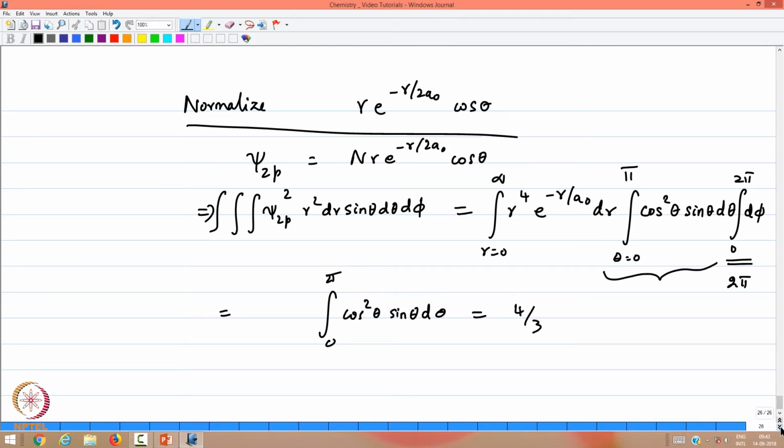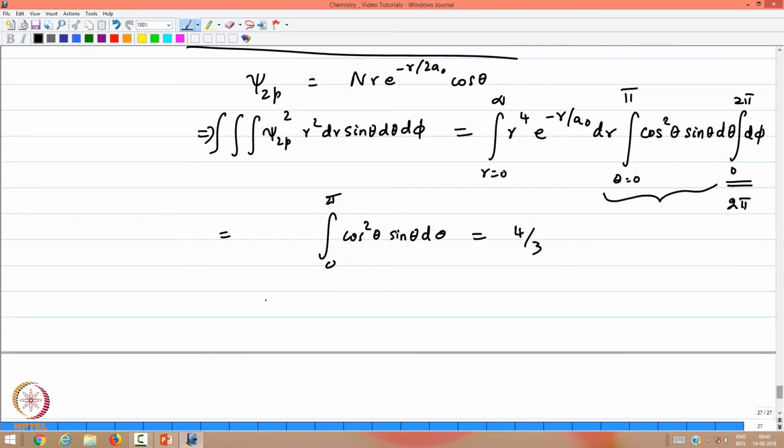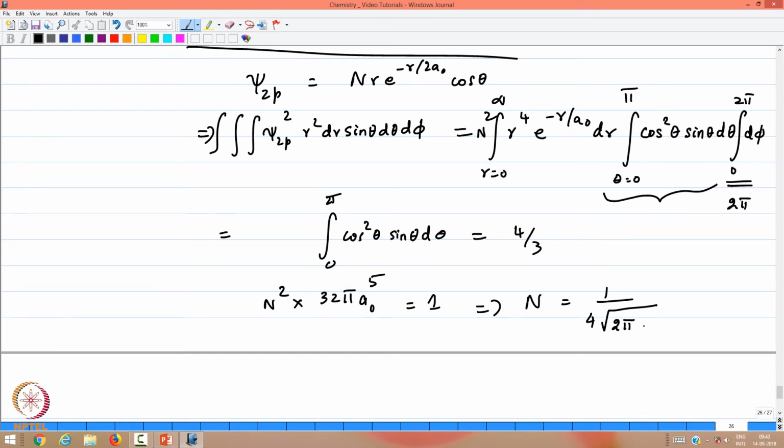Therefore, you can calculate this integral very quickly using the general formula for the exponential. You will get n square times 32 pi a naught raised to 5 is equal to 1, which will give you the constant n. There is an n square here, yes. So, this will give you n is equal to 1 by 4 square root of 2 pi a naught 5.